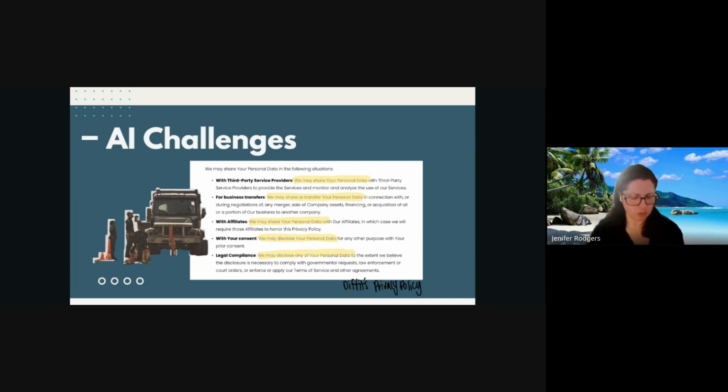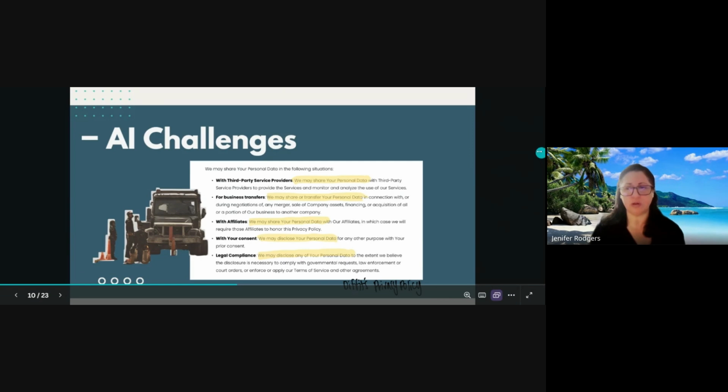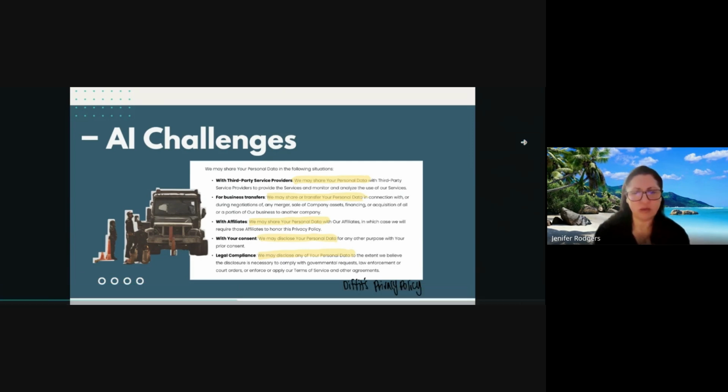So this is an example of the privacy policy from DFIT, which is a program that helps write lesson plans and create graphic organizers and things like that. Here there are 5 bullet points. We may share your personal data. We may share or transfer your personal data. We may disclose your personal data. We may disclose any of your personal data. Those are things that we really have to look at and consider.